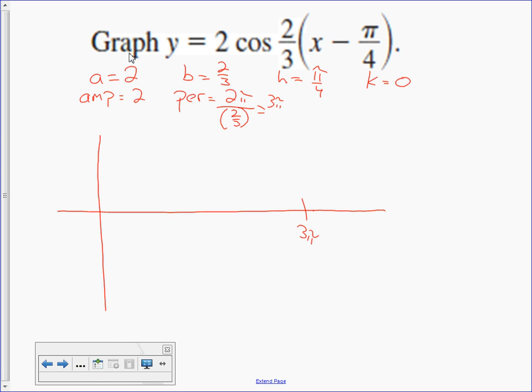So break your half points. Half of 3 is 3 over 2. Half of that is, well, it's 3/4. Yeah, 3 pi over 4. Now the tricky part. What's halfway between 1.5 and 3? 9/4. Very good.